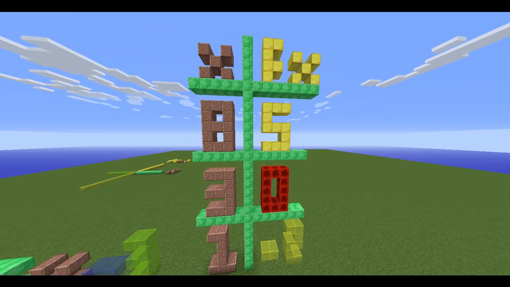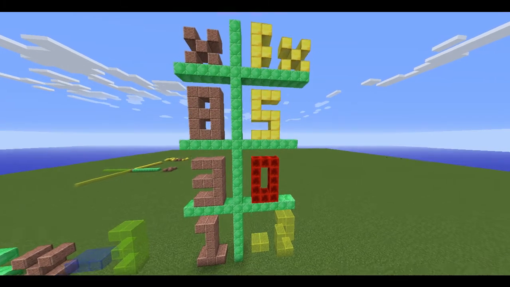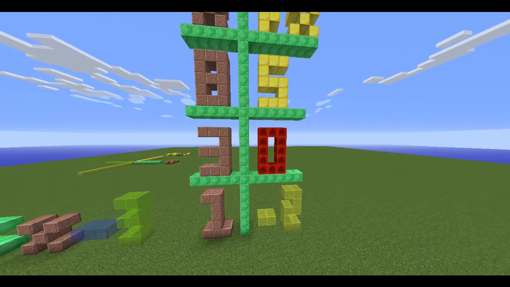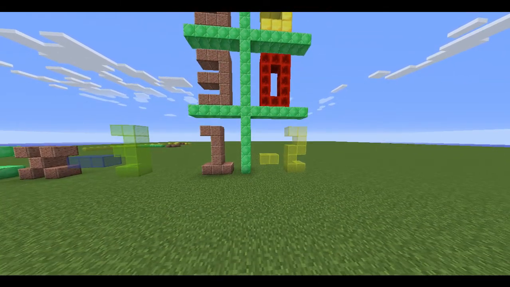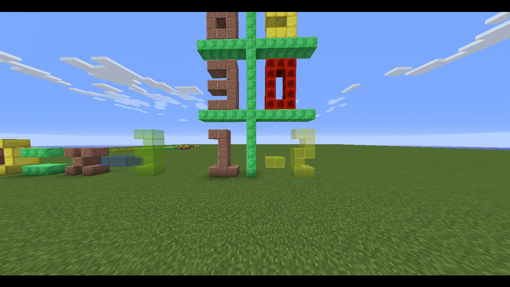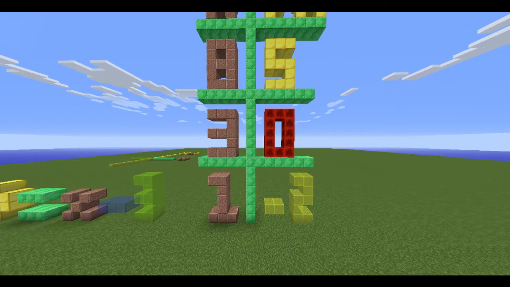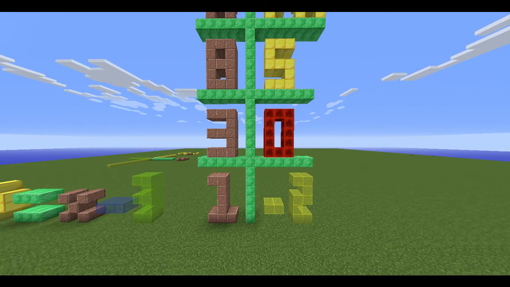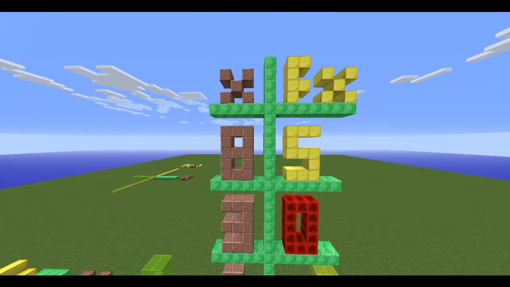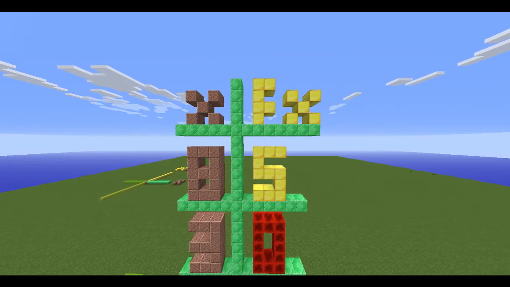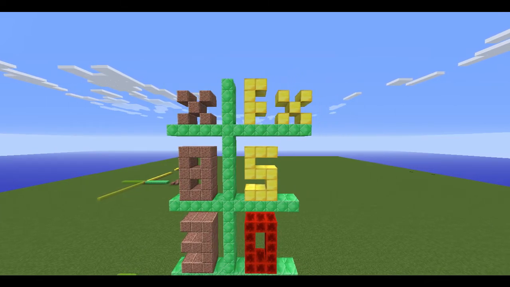Alright, so we have an 8 and a 5. On the other side, we have a 3 and a 0. And last, we have a 1 and a negative 2. So, what pattern do these follow? If you guys said, well, the one on the right is 3 less than the one on the left, you'd be right.